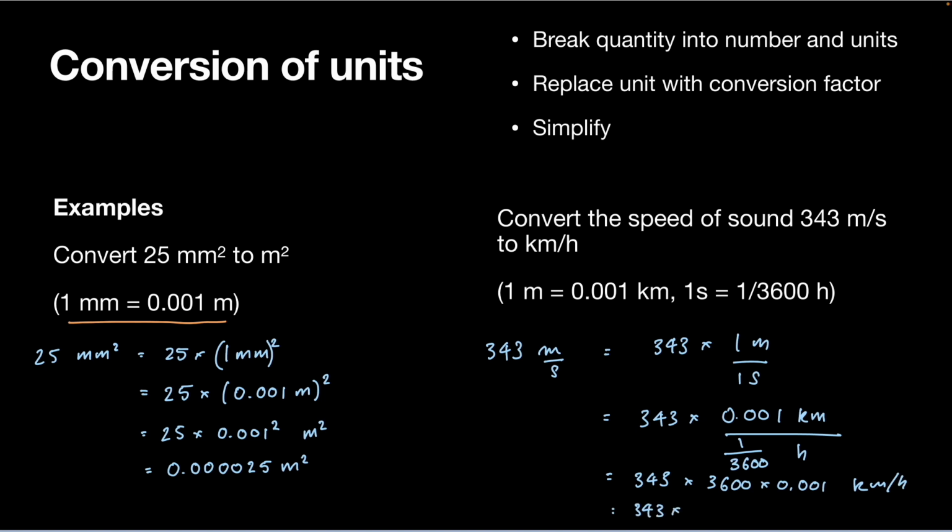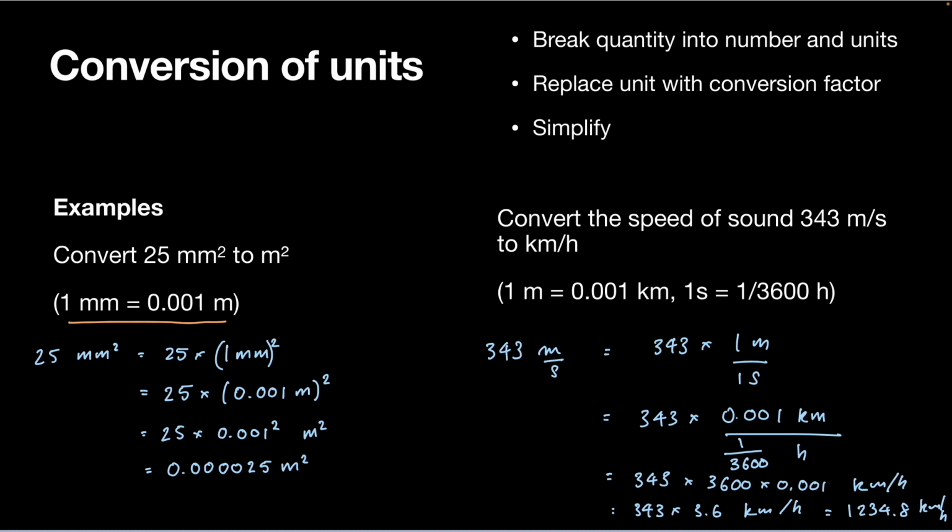This is one we do often enough that sometimes it's worth just remembering the conversion factor is 3.6. So to go from meters per second to kilometers per hour, every single time you do this, you just multiply by 3.6. So if I get out a calculator, 343 times 3.6 is 1,234.8. There we go, 1,234.8 kilometers per hour.